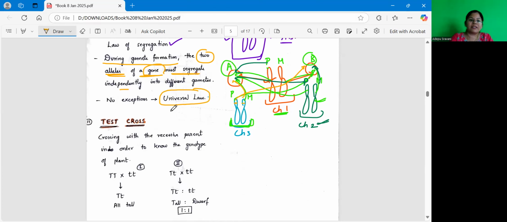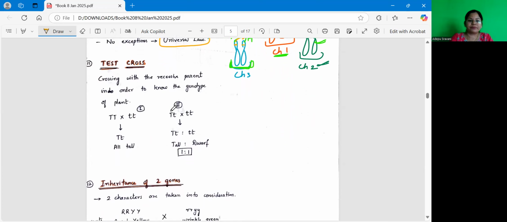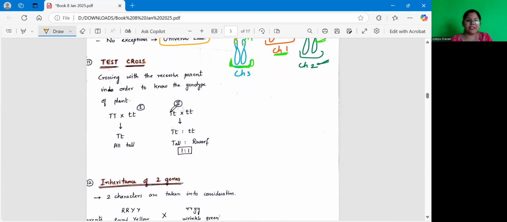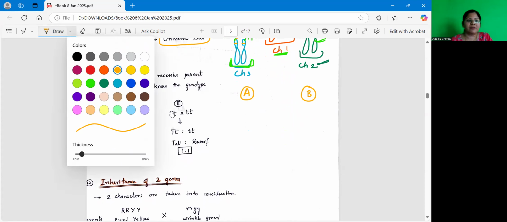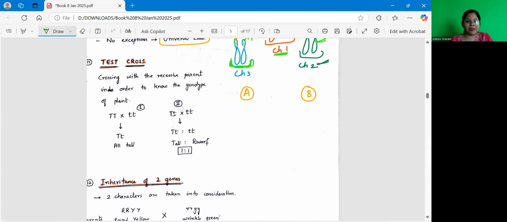Next, we'll talk about something called test cross. Test cross is used to test the genotype of a plant. For example, I have given you 2 plants. Both of them are tall. Let us say plants A and B I have given, and I haven't told you the genotype of A and B. Now, I'm asking you to find out, both of them are tall. Let me write that down also. Both of them are tall.